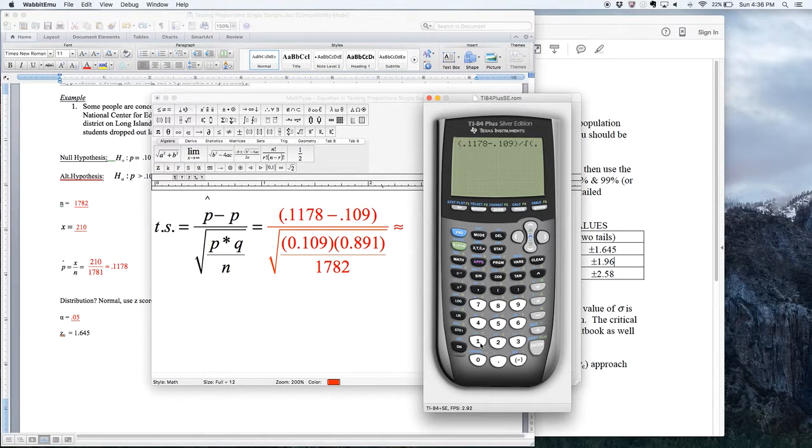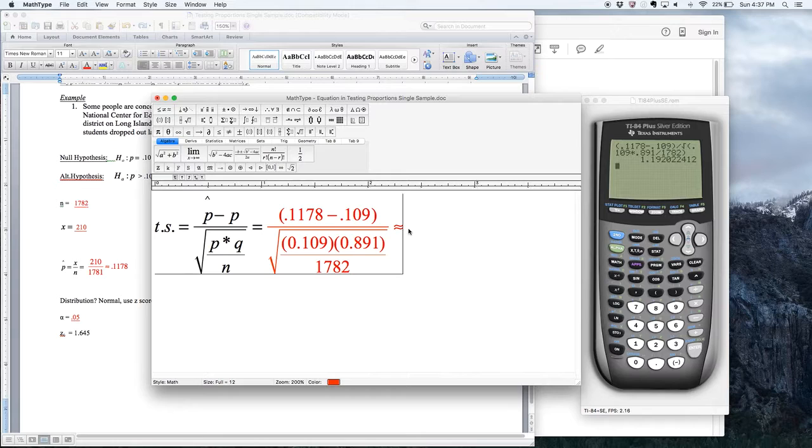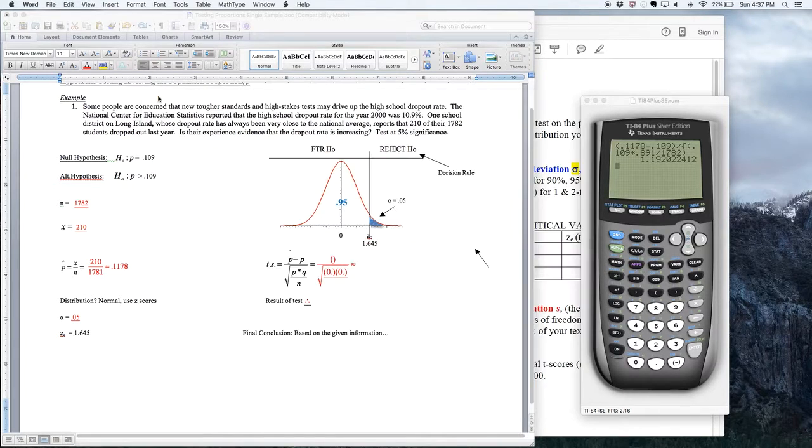So 0.109 multiplied by 0.891 divided by 1,782. And then just close it once. So open it once, close it once. There's our z-score. It's about 1.19, right? This is about 1.19. All right, so let me close this and it'll pop it into our template.